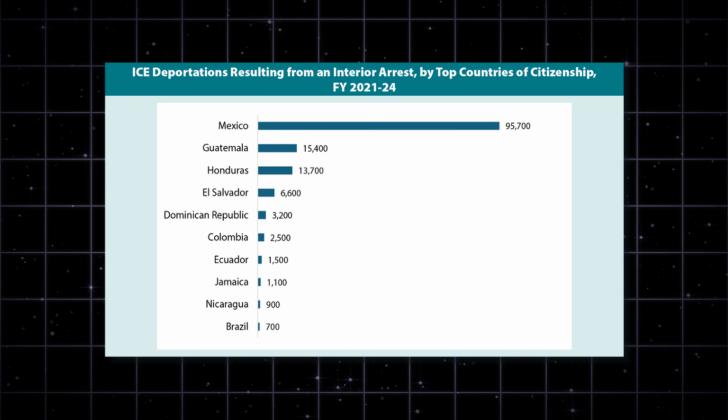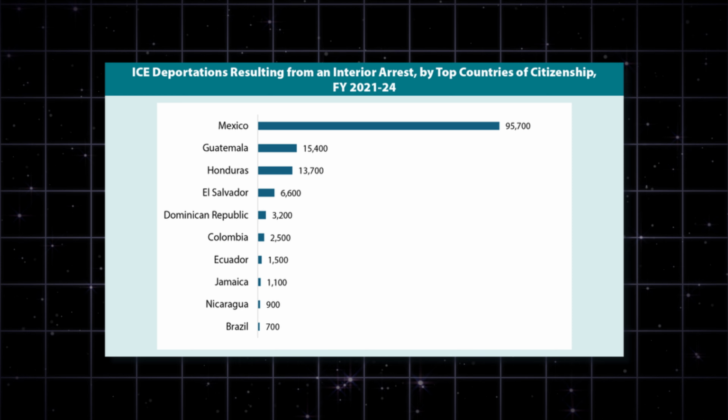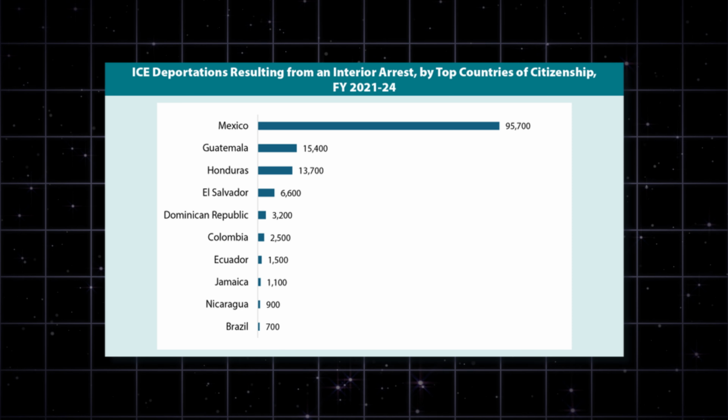Historically, Mexicans and Northern Central Americans, Salvadorans, Guatemalans, and Hondurans have comprised the vast majority of all removals. From 2021 to 24, these nationalities represented 87% of all interior deportations. Mexicans accounting for 63%, and Northern Central Americans another 24%. This trend has held for decades. This concentration is due in part to the fact that the United States has repatriation agreements with these four countries.